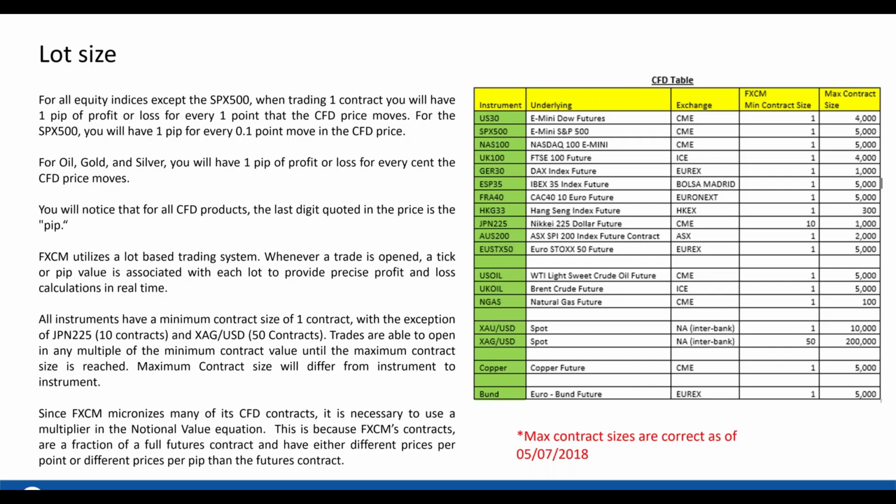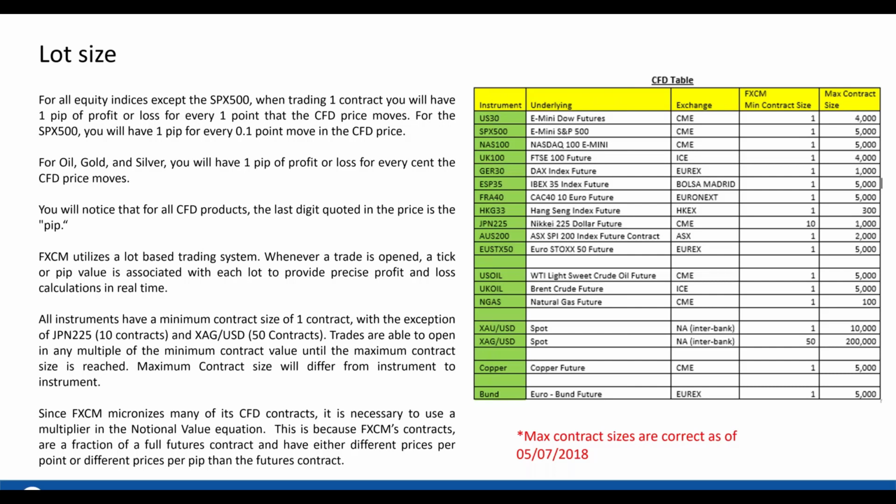FXCM utilizes a lot-based trading system. Whenever a trade is opened, a tick or pip value is associated with each lot to provide precise profit and loss calculations in real time. All instruments have a minimum contract size of 1 contract, with the exception of Japanese 225, which requires 10 contracts, and silver, which requires 50 contracts. Trades are able to open in any multiple of the minimum contract value until the maximum contract size is reached.